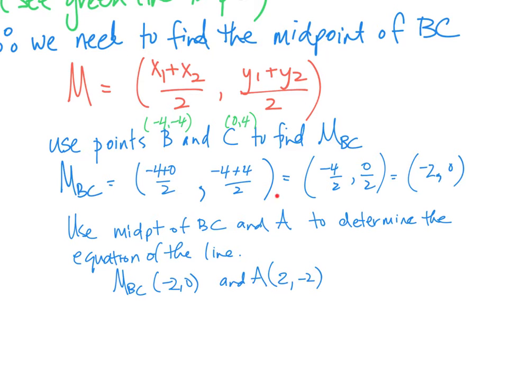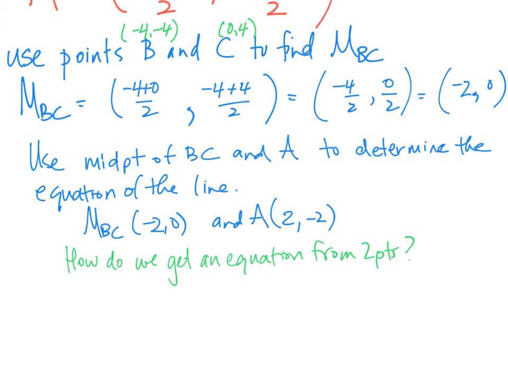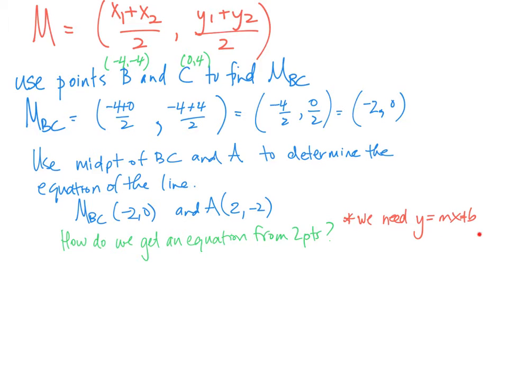Once we find the midpoint of BC, which is (-2, 0), we can use the midpoint of BC and A to determine the equation of the line going from vertex A to the midpoint of BC, so the equation of the median. So I'm going to use these two points to determine the equation of a line. How do we get an equation from two points? We need an equation in the form y equals mx plus b. If we have two points, we can determine the slope, m, so we use the two points to find m first.